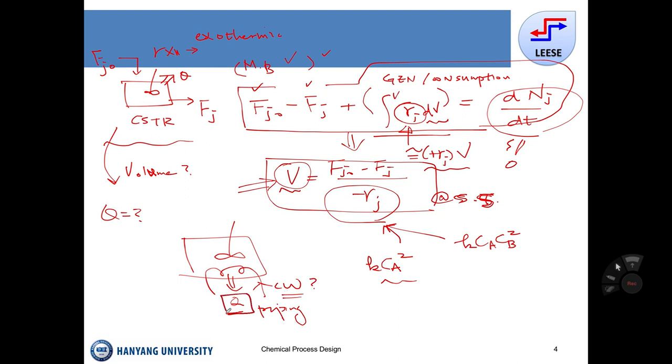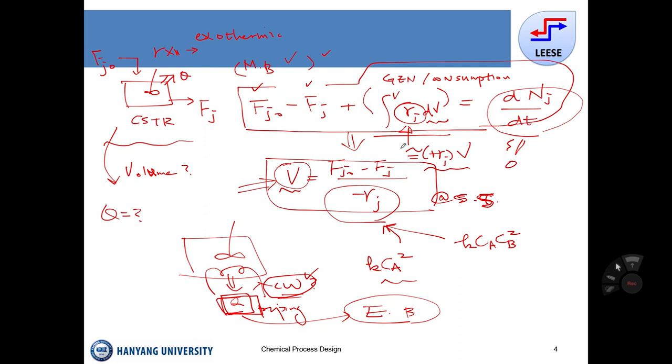Then we can calculate Q based on what? We need to set up the energy balance. Based on the energy balance, we can estimate Q, the amount of heat to be removed by this process. Then we can estimate the flow rate required for the cooling water.